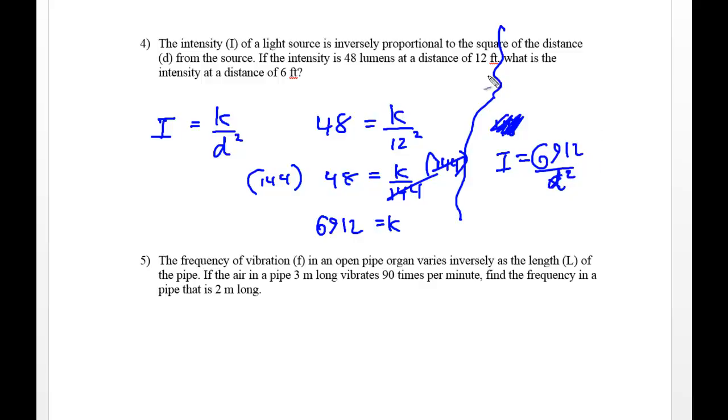d squared. And now I get to answer this question: what is the intensity at a distance of 6 feet? Well, the intensity is going to be 6,912 divided by 36, which is 6 squared. So my intensity at that distance is going to be 192 lumens. 192 lumens at 6 feet. So you can see that at 12 feet, that flashlight was only 48, and at 6 feet, it's a lot more intense.